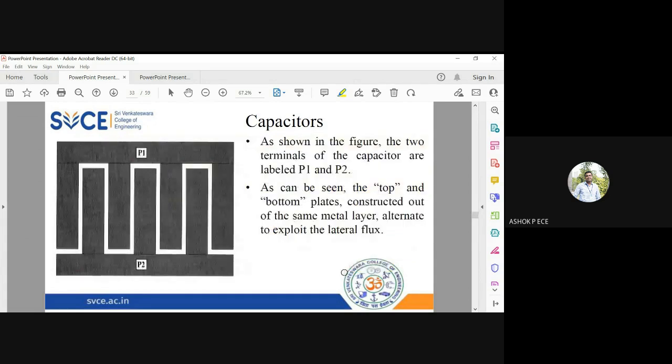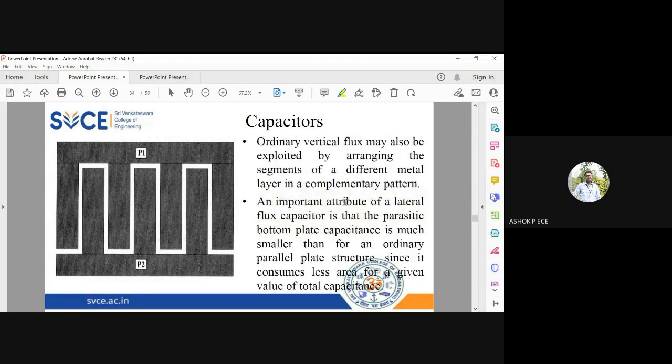Okay. So as a figure, what you see is one practical capacitor where the terminals are labeled as P1 and P2. As can be seen, the top and bottom plates are constructed out of the same metal layer, alternating to exploit the lateral flux. So this is an example of a practical capacitor which is fabricated and used in applications. And the parasitic bottom plate capacitance is very much smaller than for an ordinary parallel plate structure, since it uses less area.